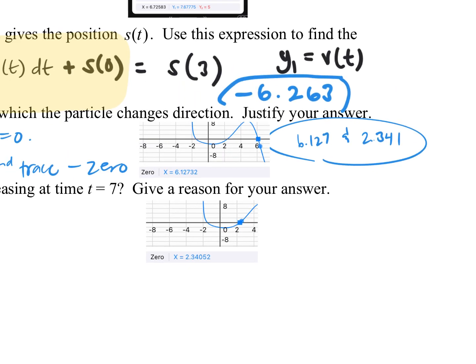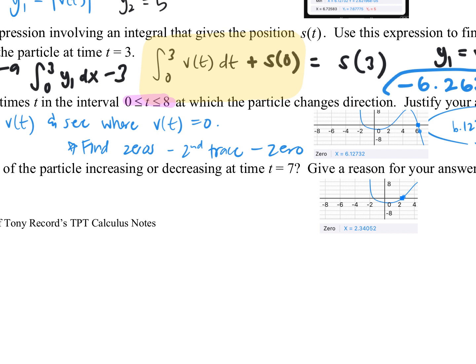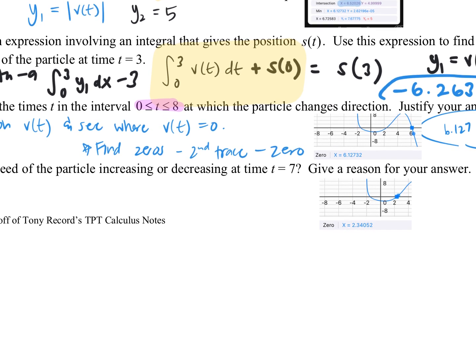And then our last question, part D, asks us: is the particle increasing or decreasing at time t equals 7? And then give a reason for our answer. If I look at my graph at t equals 7, there's two things I could look for. I could either look for is it moving away or towards the x-axis? Or we can look at, is the velocity and acceleration the same or are they different? Either one of those thought processes is fine. Let's go ahead and I'm going to grab the graph and plop that in here, and then we can talk about is it increasing or decreasing at that point.